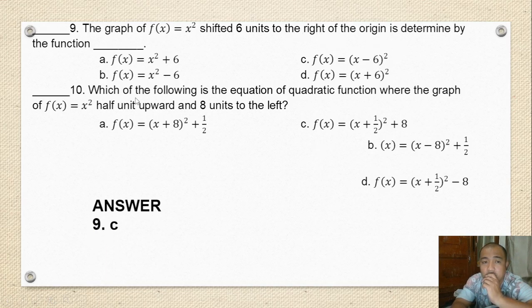Left is plus. Number 10. Which of the following is the equation of the quadratic function where the graph of f of x equals x squared is shifted half unit upward and 8 units to the left? Upward, it's either A or B. Okay, upward, and then 8 units to the left, so plus. We'll choose A. That's correct.